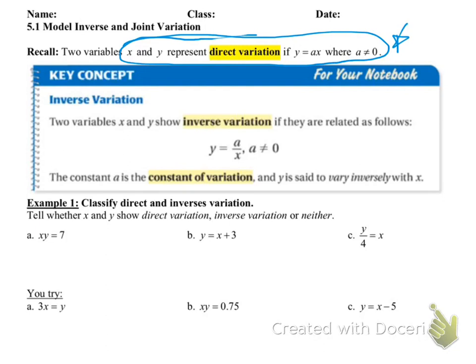So just to review, you may need to add this into your notes. Direct variation is when y equals a times x, where a is not equal to 0. Otherwise, you would have no x value.